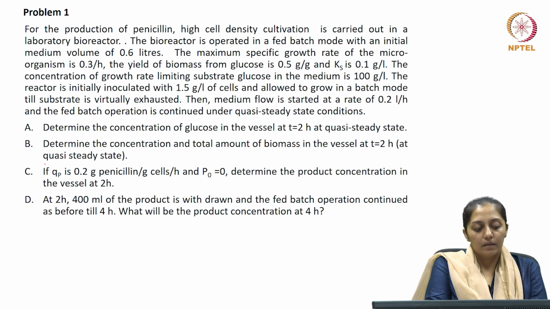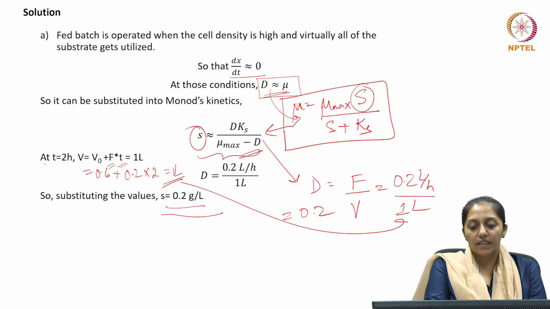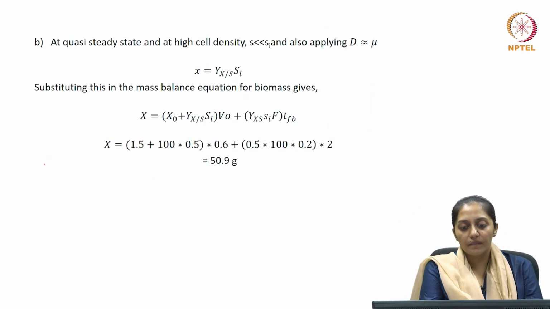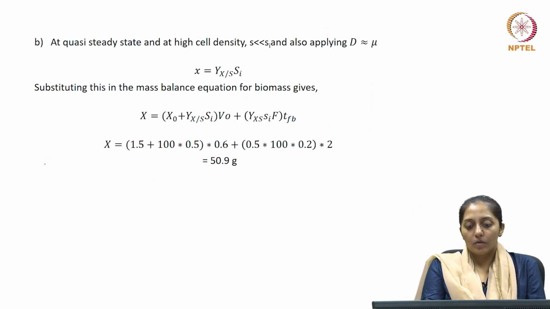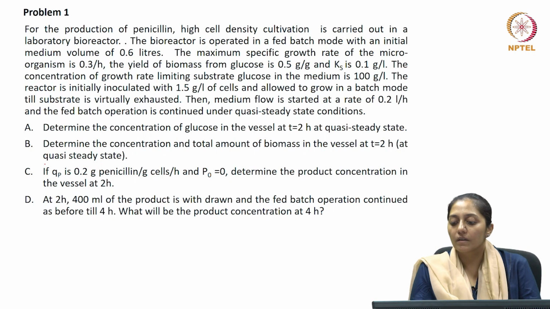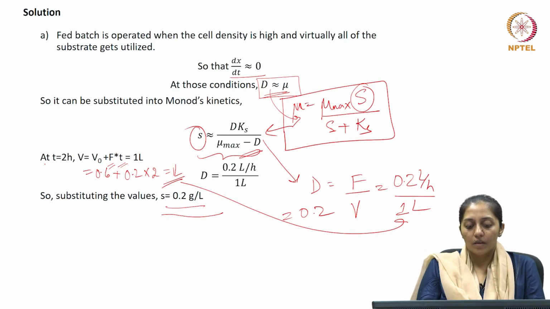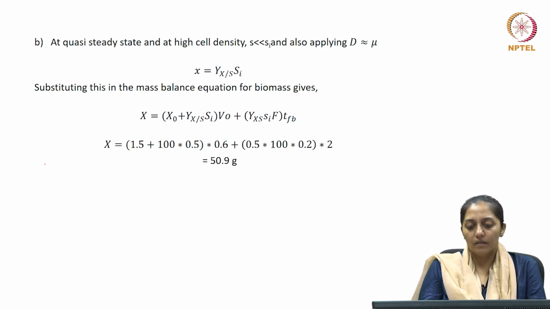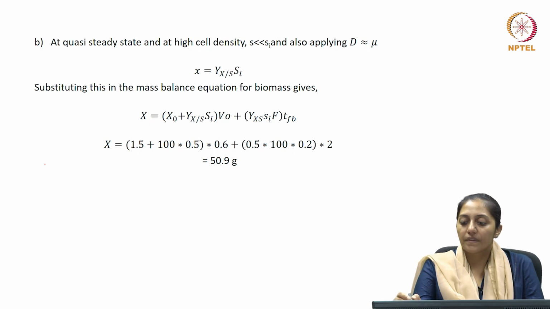Now, let us see part 2, which is B here. Determine the concentration and total amount of biomass in the vessel at t equals 2 hours of quasi-steady state. Now, it is given that the substrate is 0.2 grams per liter and we started with 100 grams per liter. So, we can assume it is nearly finished.